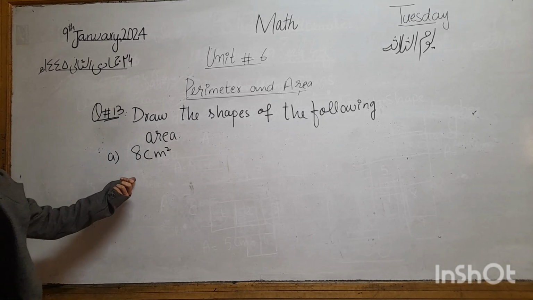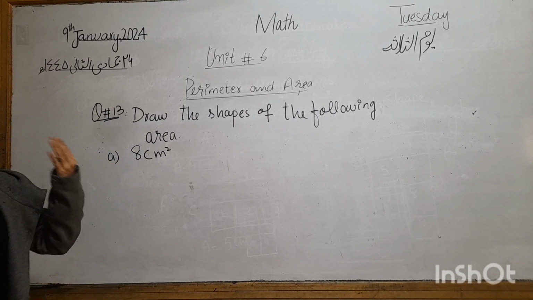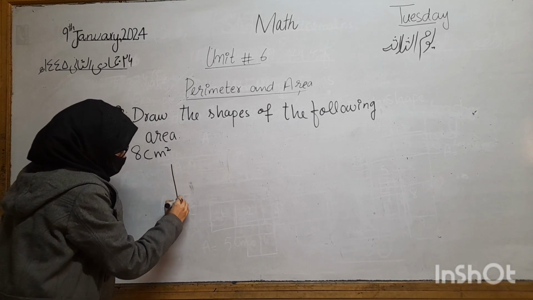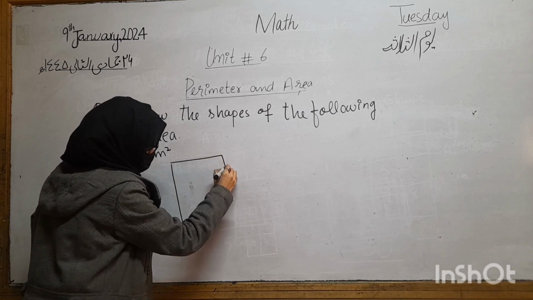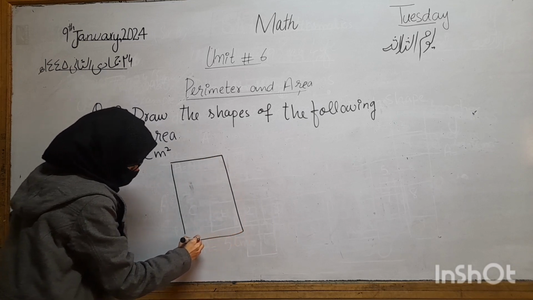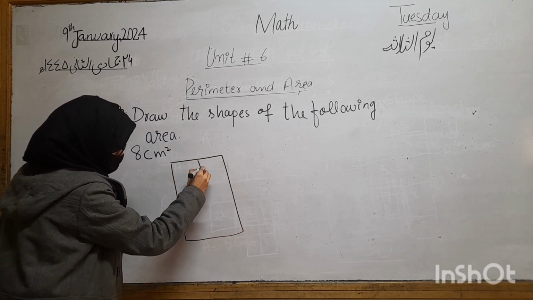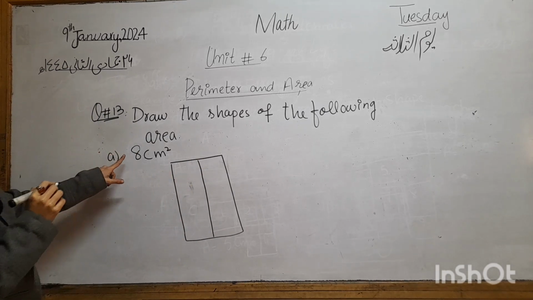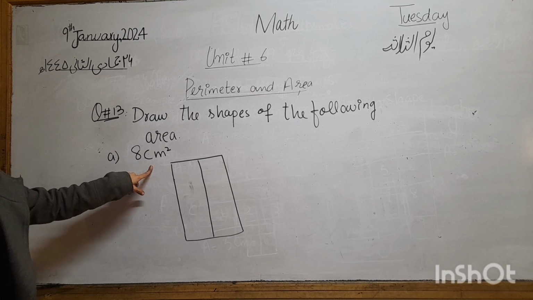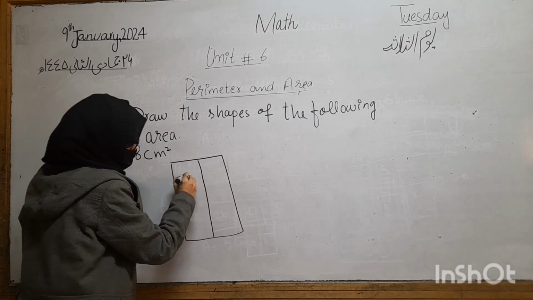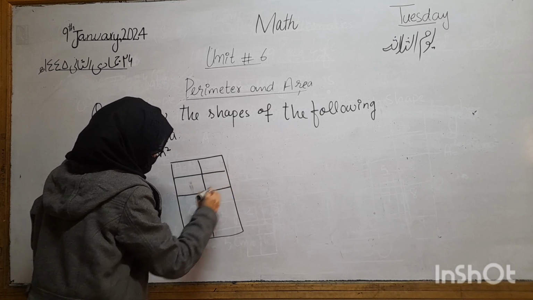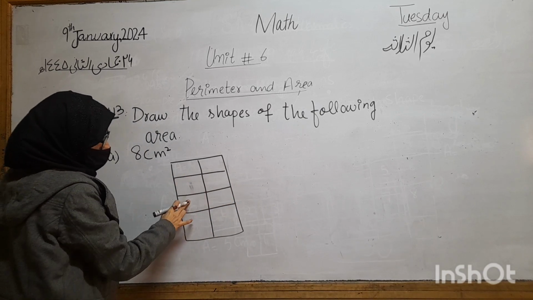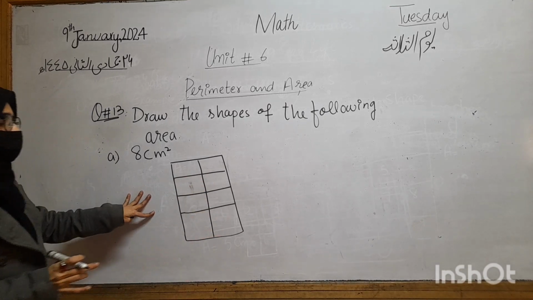Now what will you do in this? Like the first shapes where the shapes were given and we found their area, now here we have to make 8 squares. So the area in A part is 8 centimeter squares. You have to draw 8 squares. One, 2, 3, 4, 5, 6, 7, and 8. And this is the answer of this question.